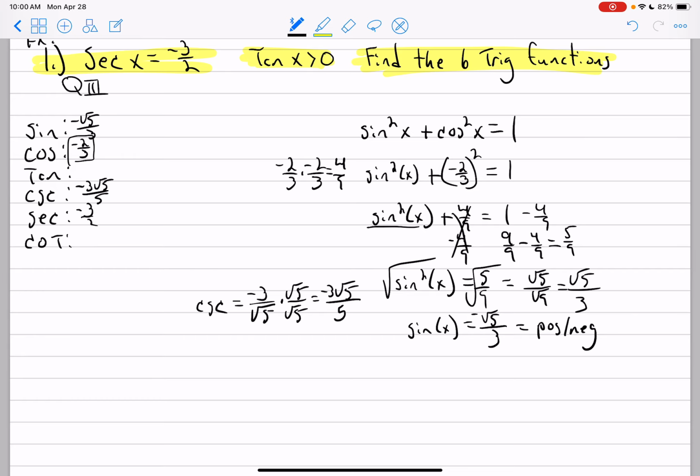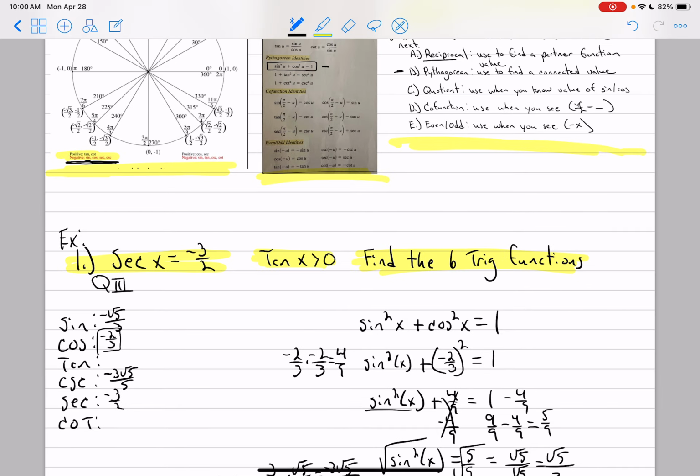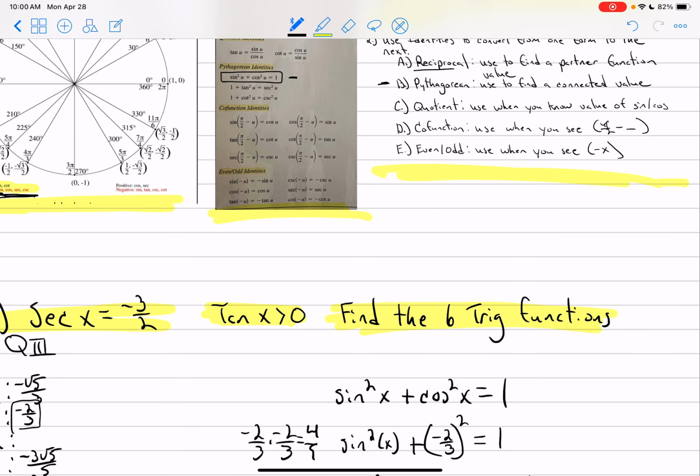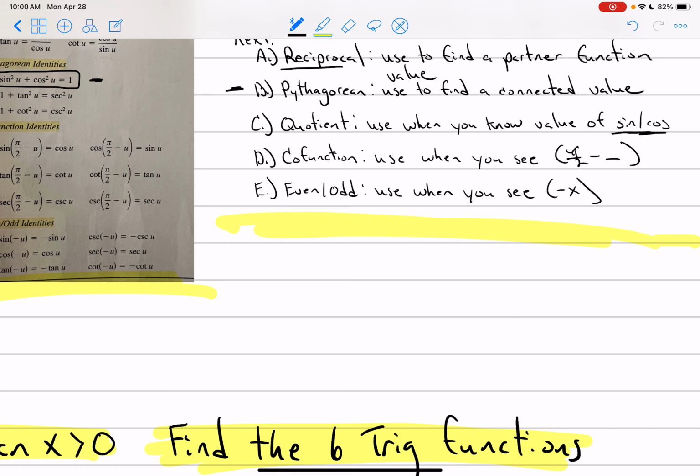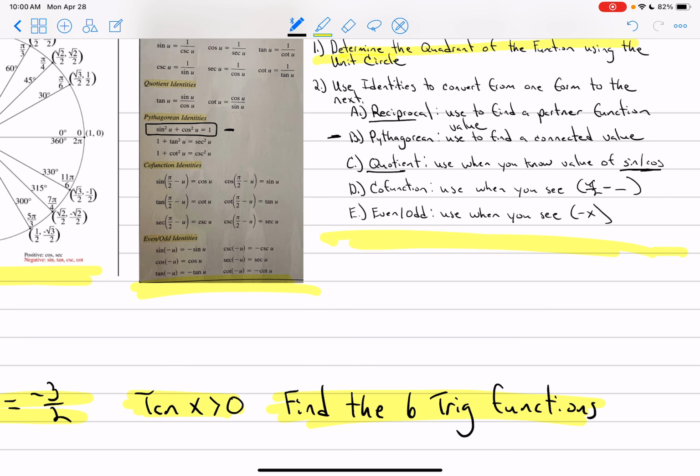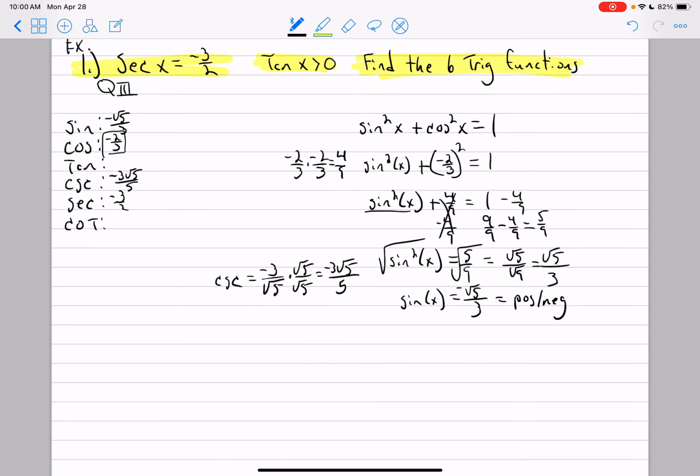All right. What do we got left? We got tangent and cotangent. But I go here, and I'll be like, oh, right? When I know sine and cosine, I can use the quotient identity. And the quotient identity gives me tangent. So tangent is sine over cosine. So let's do this. Tangent equals sine, negative root 5 over 3, divided by cosine, negative 2 over 3.